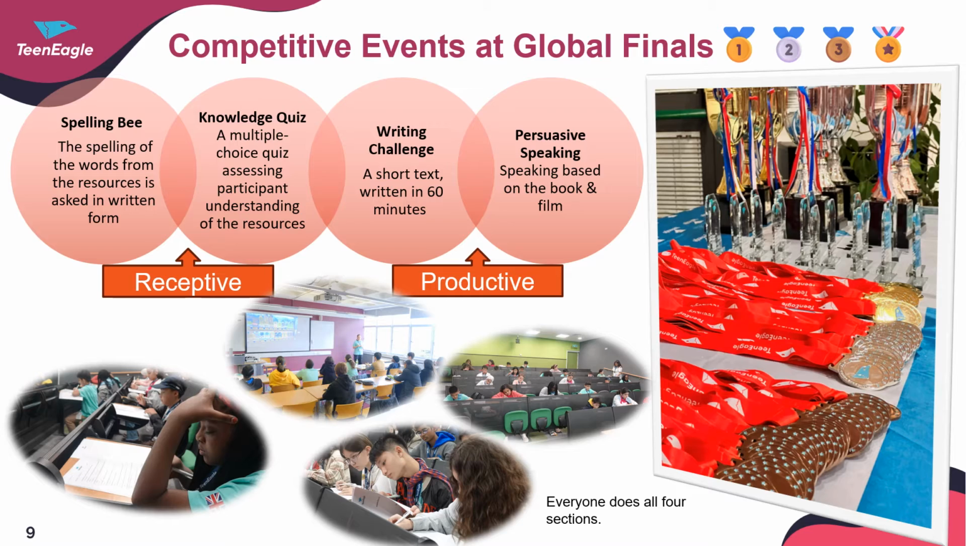These are the 4 competitive events at our global finals. Just to be clear, every participant has to participate in all of them. So you're not allowed to choose just one. You need to do all of the 4 events when you're at the global finals. Those events are divided between receptive and productive, and they are the spelling bee, the knowledge quiz, the writing challenge, and our persuasive speaking. Let's get into each of those in a little bit more depth now.